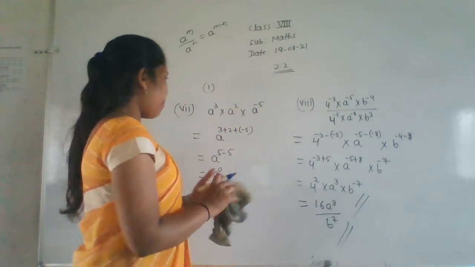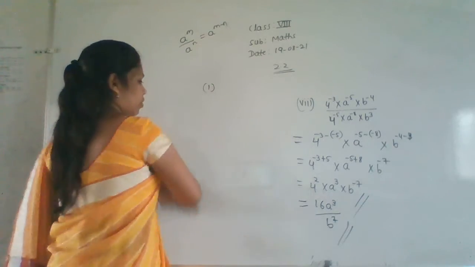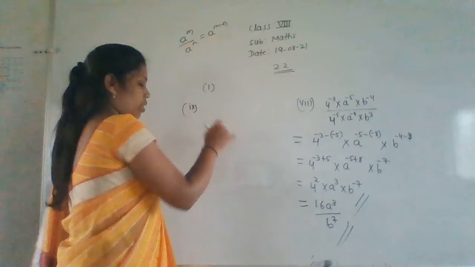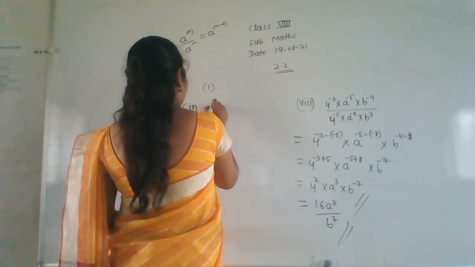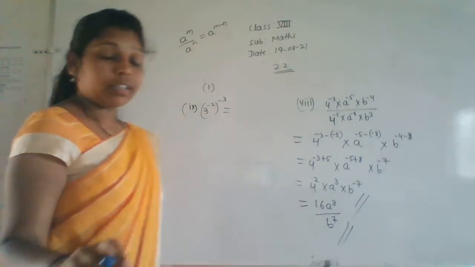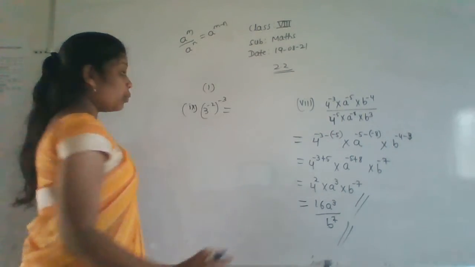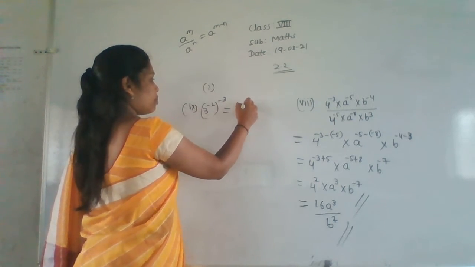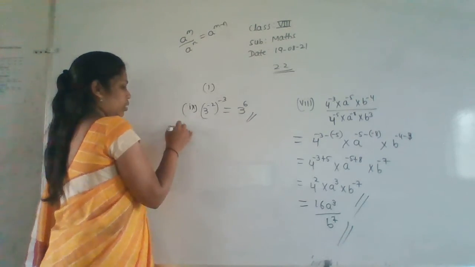9th one. 3 to the power minus 2 whole to the power minus 3. A to the power m whole to the power n is a to the power m into n. So here minus 2 into minus 3 is minus into minus plus, 3 to the 6. That is the answer. Next, 10th one.